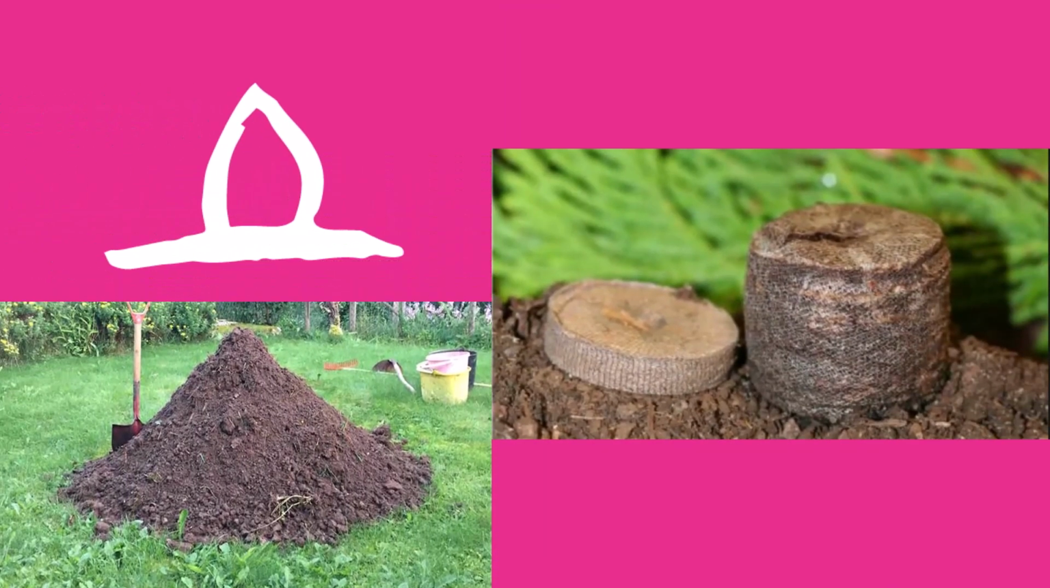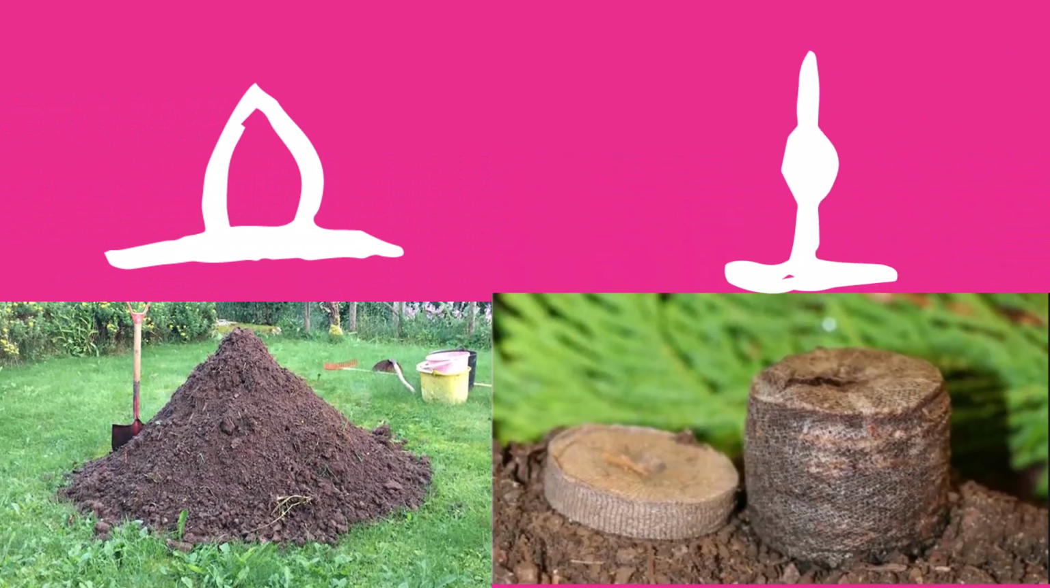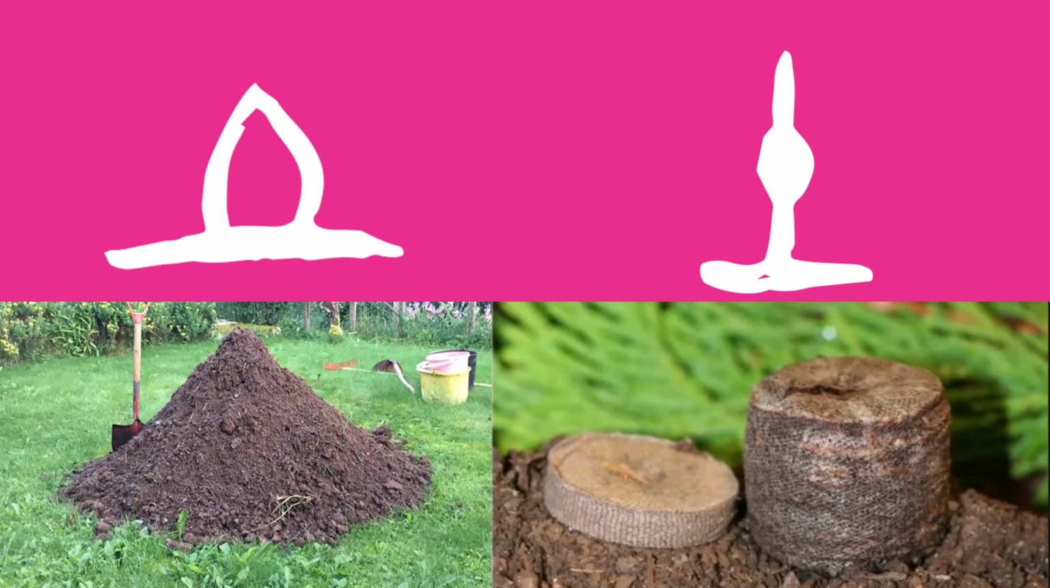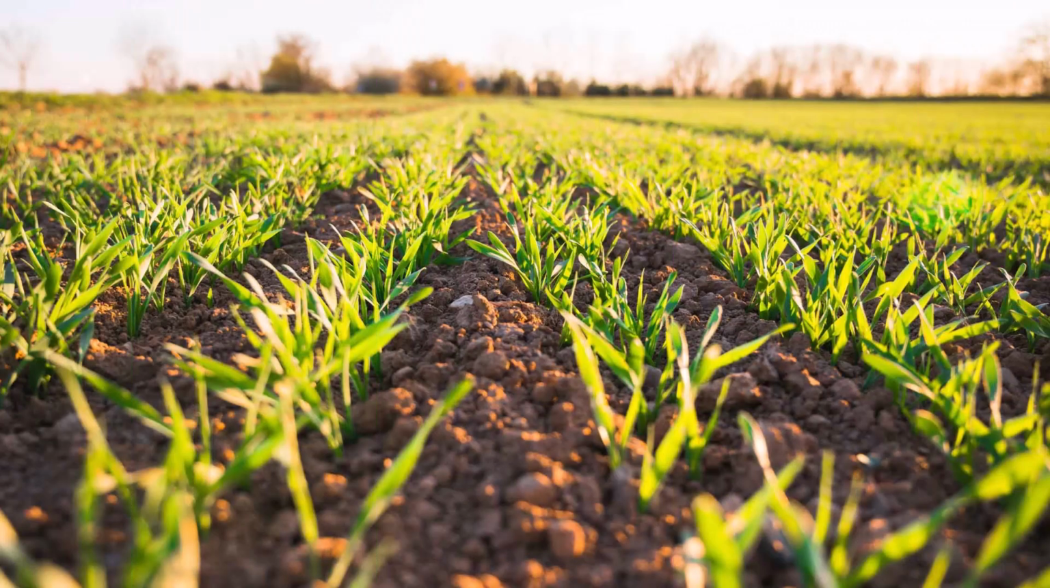In the oracle bone script, it depicted a pile of soil on the ground, whereas in bronze inscriptions, a small dot was included in the middle to depict a pellet of soil. From a pile or pellet of soil, its meaning was later extended to refer to the entire ground beneath us.